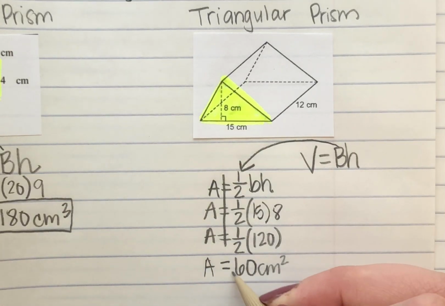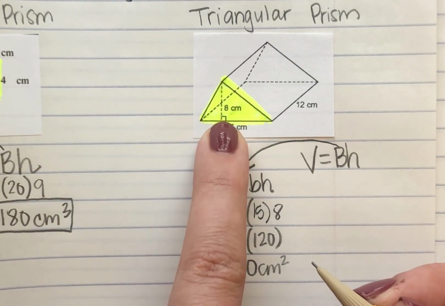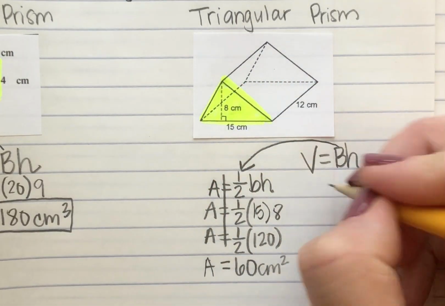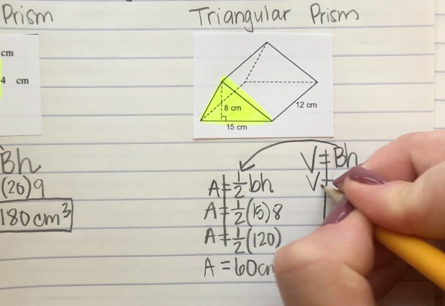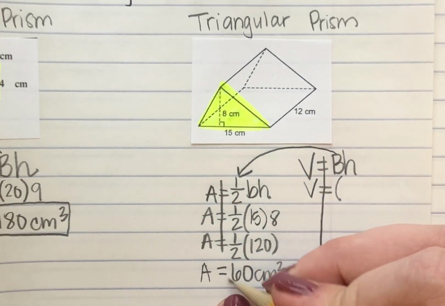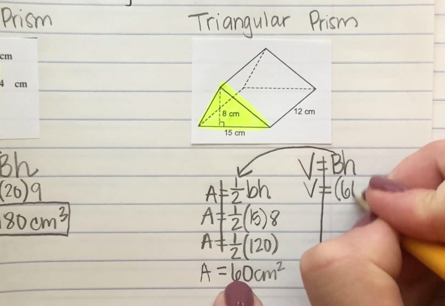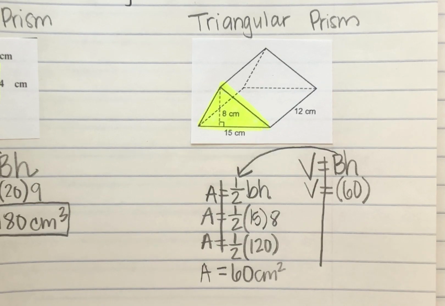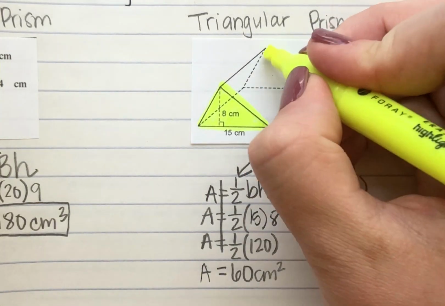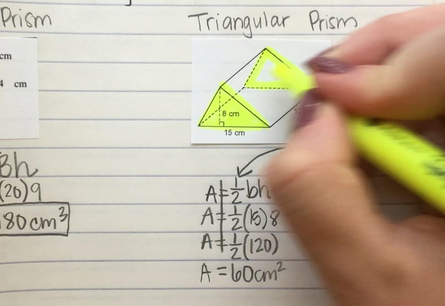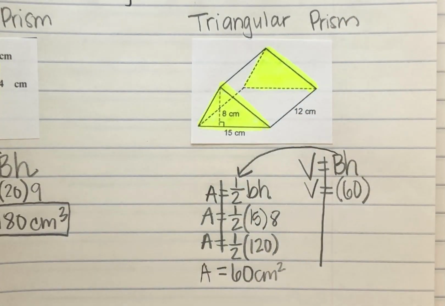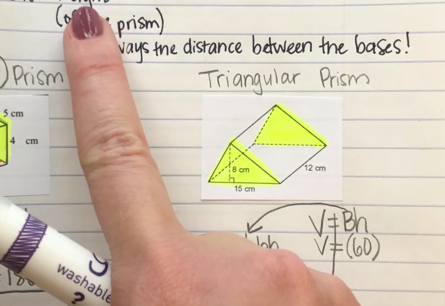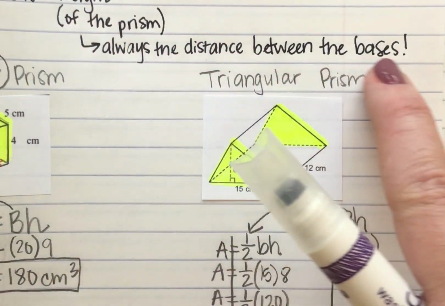So now we're going to take our area of the base. Remember, we literally just found that this base has an area of 60 centimeters squared. So we're going to plug it in for capital B. The thing that we just found, we're plugging right in for capital B. And now I need the height, remember, of the prism. So if this is the other base of our prism, I want you to see if you can take a look and find the height of the prism. Remember, we had that definition right here. The height of the prism is always the distance between the bases.